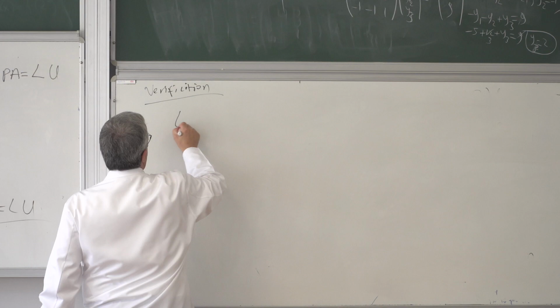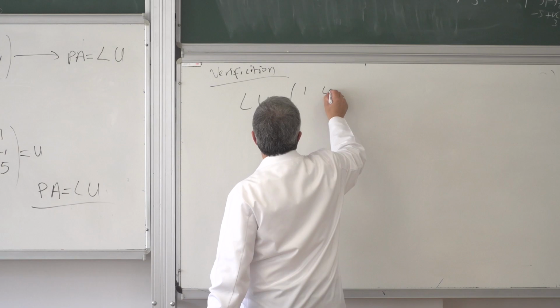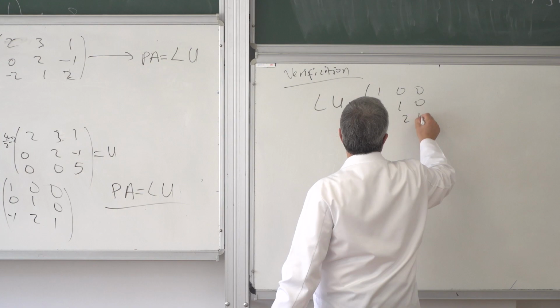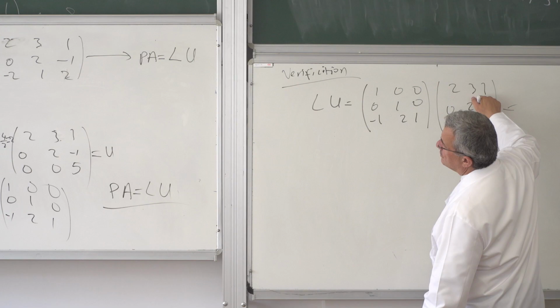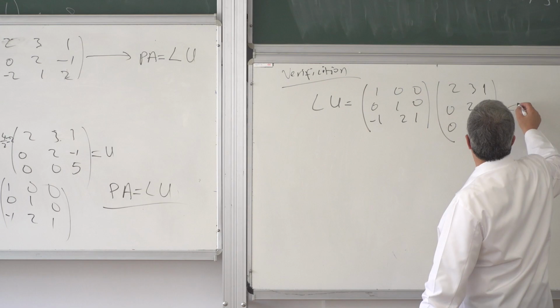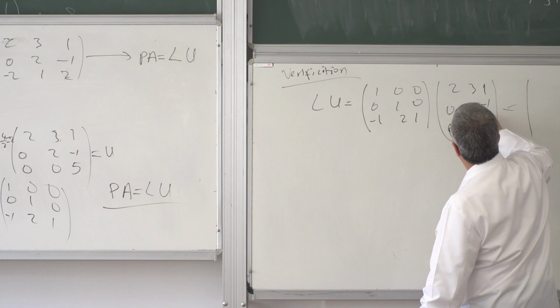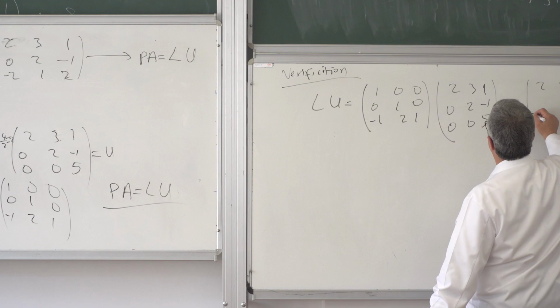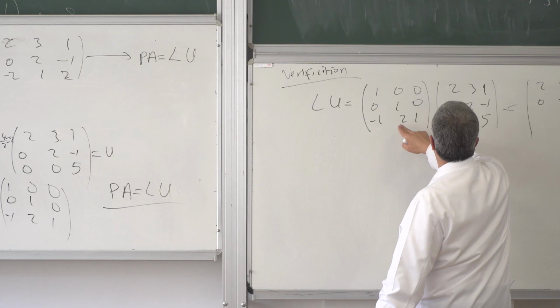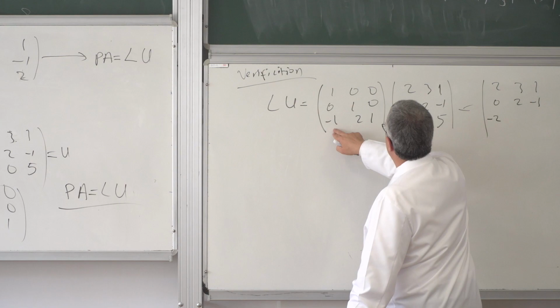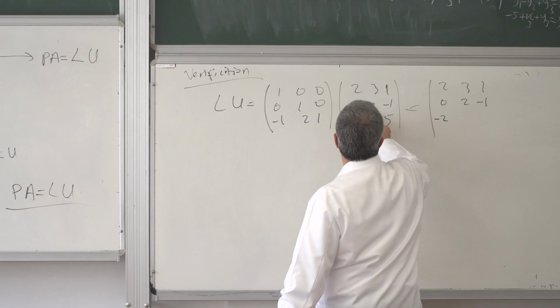So L times U is what? L is 1, 0, 0, 0, 1, 0, minus 1, 2, 1. And U is 2, 3, 1, 0, 2, minus 1, 0, 0, 5. So the first two rows don't change: 2, 3, 1, 0, 2, minus 1. And now this happens. Minus 1 times 2 is minus 2, 0, 0. So this is minus 2. Minus 3 plus 4, which is 1, and plus 5, which is 6.